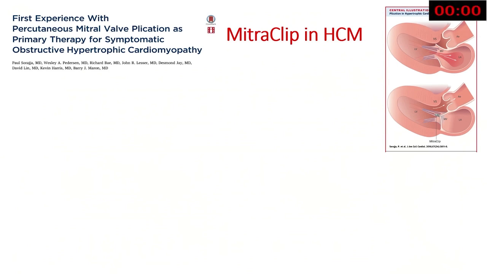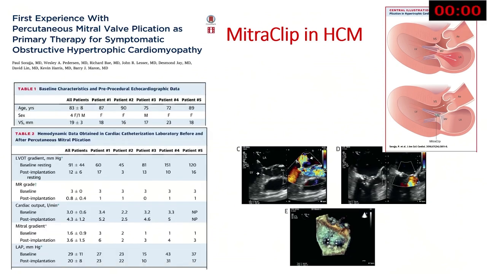What about the mitral clip in HCM? As you all know, the mitral valve apparatus is highly involved in the pathophysiology of left ventricular outflow tract obstruction. So clipping both mitral leaflets can restore the mitral valve geometry and keep the mitral valve away from the septum, decreasing the obstruction. It was done in very high surgical risk patients. The mean age was about 80, and it was very effective in decreasing the gradient from 91 to only 12. This was done on only 6 patients.